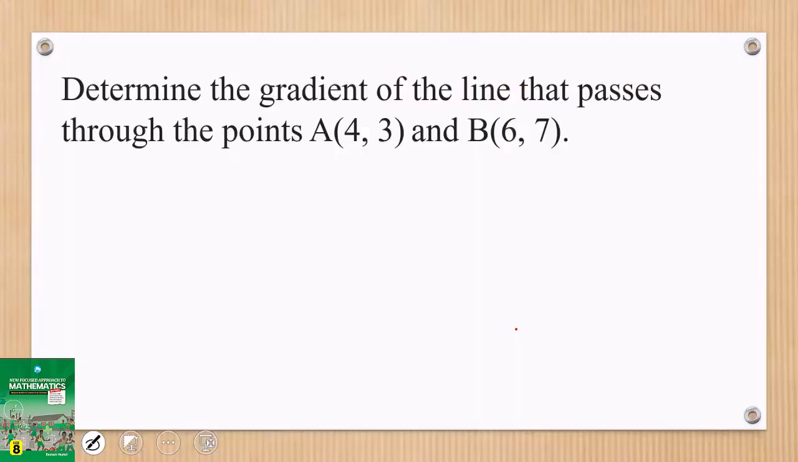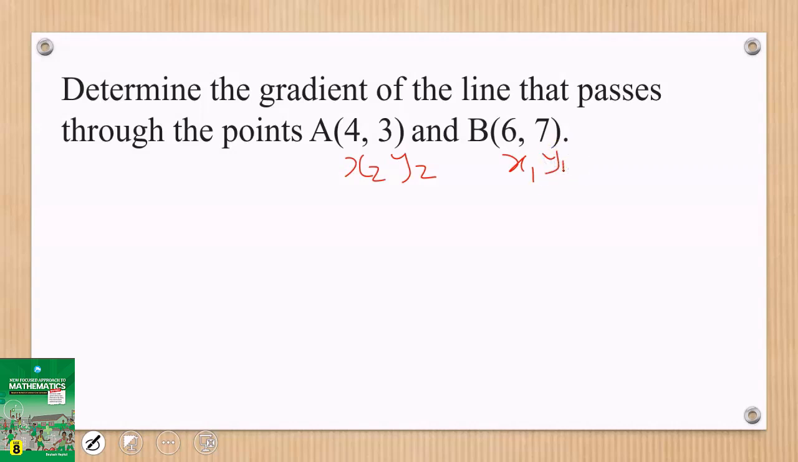Let's say you are to determine the gradient of the line that passes through the points (4, 3) and (6, 7). How will you find the gradient? So here we have to define our x1 and y1. If I call this x1, I'll call this y1. And if I call this x2, I'll call this y2. Take note that you can change them. You can call this one x2, and here becomes y2. Here will be x1, here will become y1. Whichever way you go, you get the same answer.